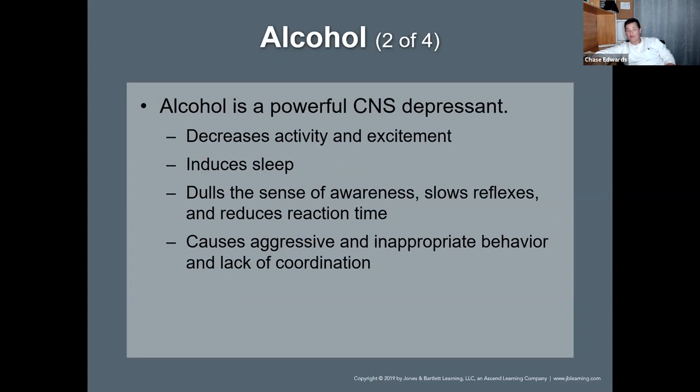Alcohol is a powerful central nervous system depressant. It's a sedative, which is a substance that decreases activity and excitement. It's also a hypnotic, which induces sleep. Alcohol dulls the senses of awareness, slows reflexes, and reduces reaction time. It also causes aggressive and inappropriate behavior and lack of coordination. In case you didn't know or have ever known anybody to drink, or drink yourself.